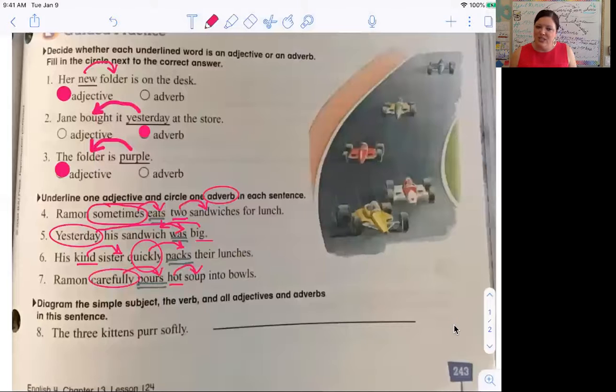The 3 kittens purr softly. Oh, my mom's gonna love this sentence. She loves kitty cats. Okay, the 3 kittens purr softly. Maybe you have a kitty cat at home too.